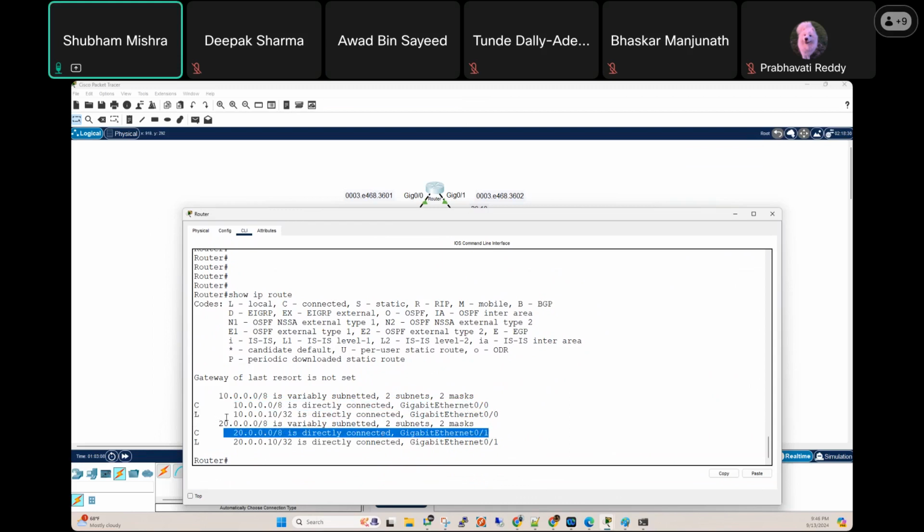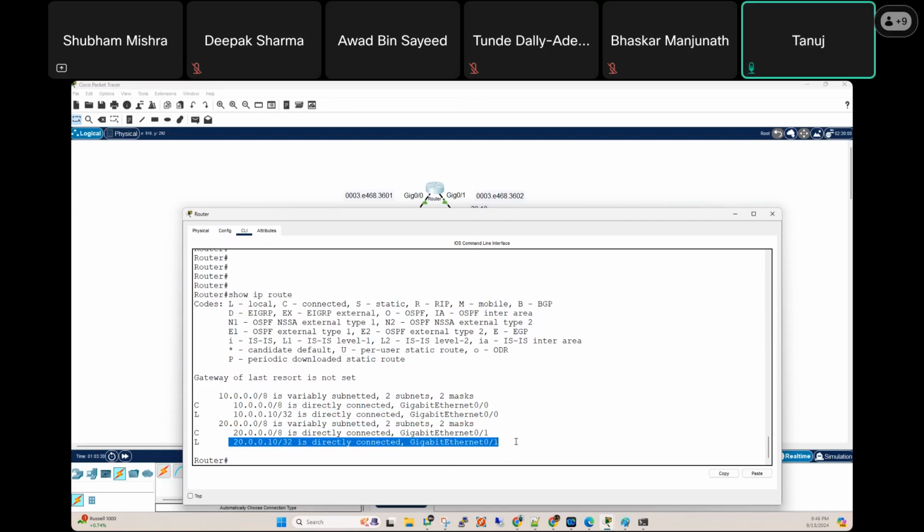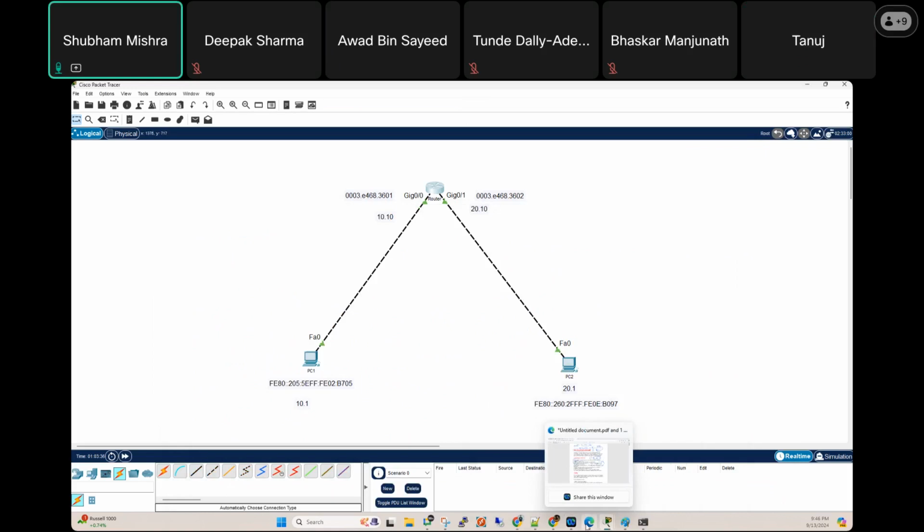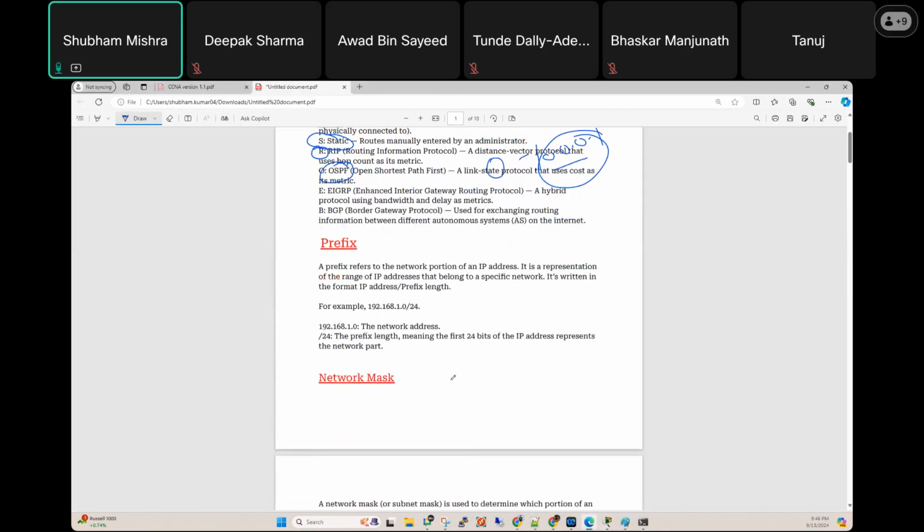Local means here you will get the specific IP address. So 10.0.0.10 means this IP address you configured on which interface? Gig 0/0. And this IP address you configured on 0/1. Clear? I hope this is clear to all of you. So this is called the code.